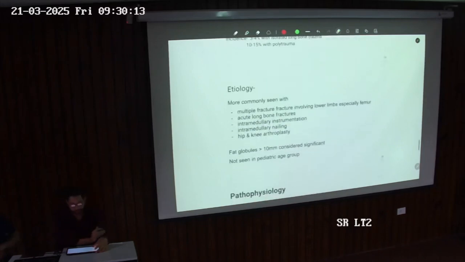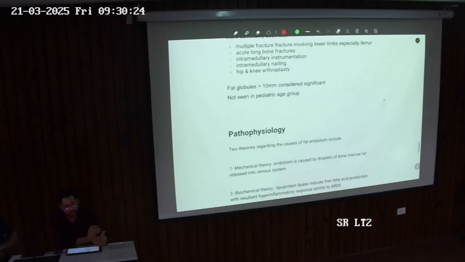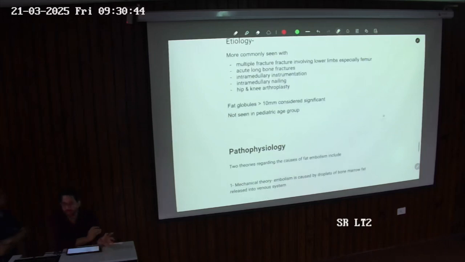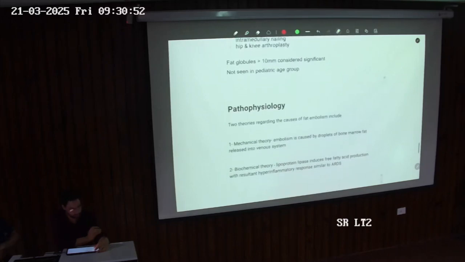When you write an answer, mainly focus on definition, causes, clinical features, and then investigations and treatment. The causes here will be multiple fractures of the lower limb, the operative procedure of intramedullary nailing, and hip and knee arthroplasty, that is joint replacement. This mainly occurs when the fat globule is more than 10 mm. It is not commonly seen in the pediatric age group.